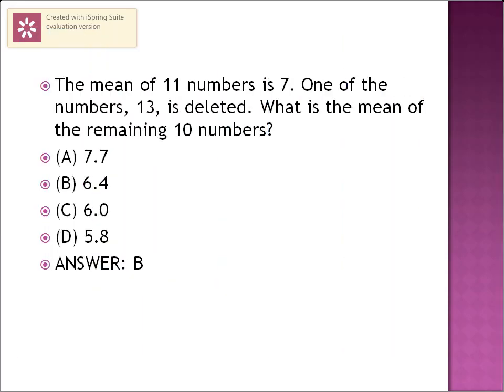Another example I have given here. The mean of 11 numbers is 7. One of the numbers, 13, is deleted from that. What is the mean of the remaining 10 numbers? The answer is 6.4. The explanation of the previous sum is given here.